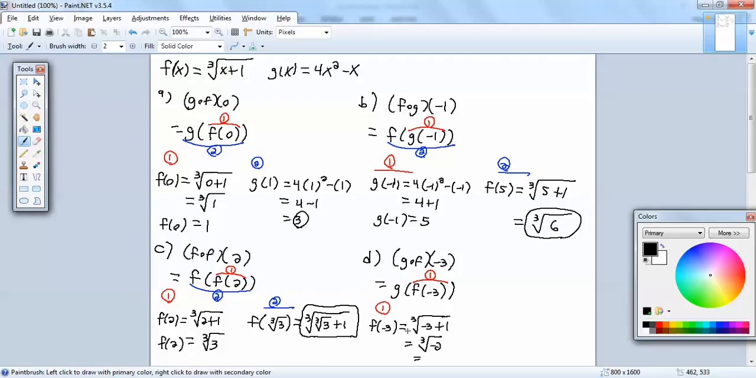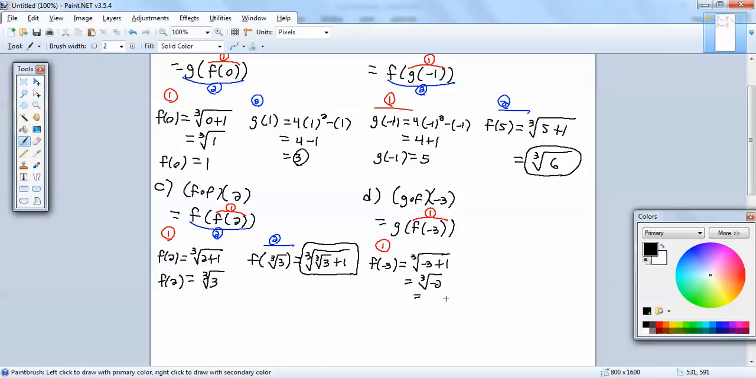Now that 3 is called your index. And whenever you have a negative number inside a radical where the index is odd, you can take the negative and just put it on the outside. You can't do that when your index is even. And we get negative cube root of 2.